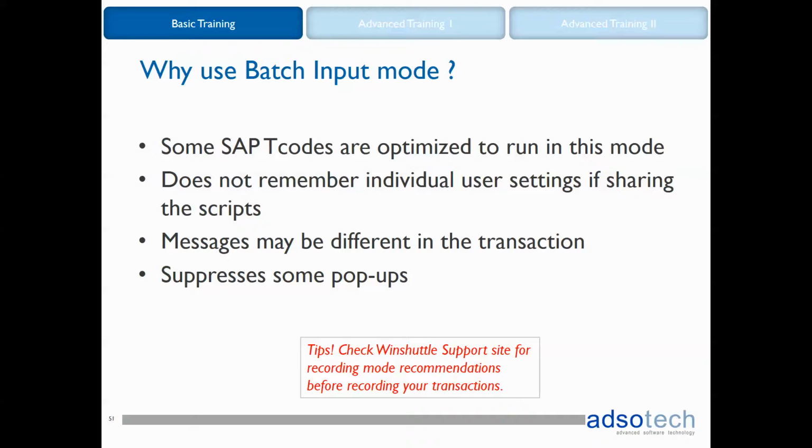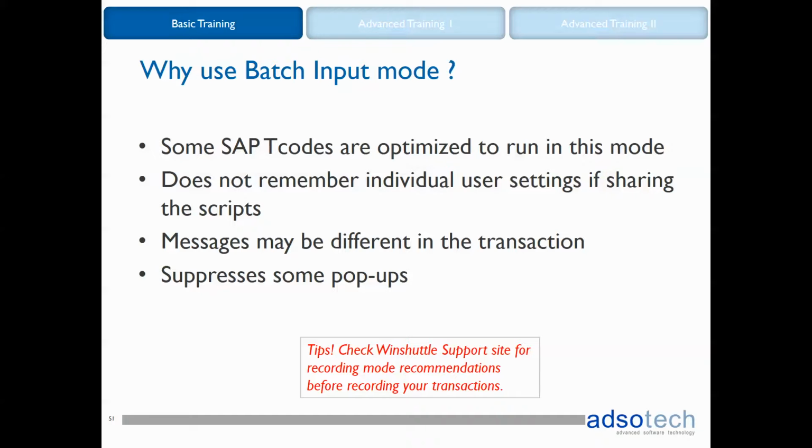Non-batch mode is the default mode, as I said. So why would we differ from that? Why would we use something else if Winshuttle normally suggests and recommends us to use non-batch input mode? Well, as I already mentioned, some scripts and some SAP T codes simply run better with batch input mode. So that's one thing. Also, since we usually are sharing the scripts with other people, there's an added benefit in batch input mode that this mode does not remember your individual user settings. In most cases, this is not an issue even if we use non-batch input mode and the script remembers our user settings, but over here we don't even have to think about that.